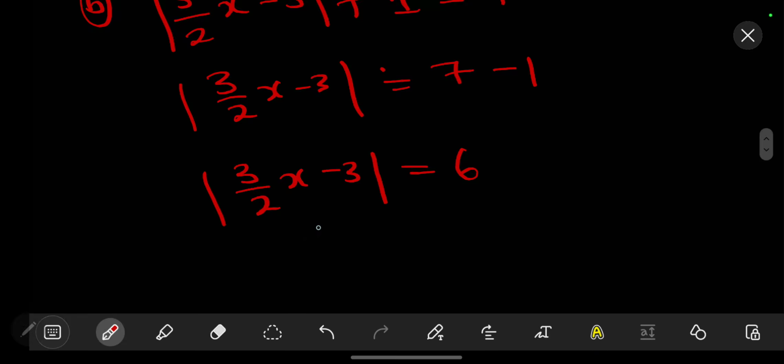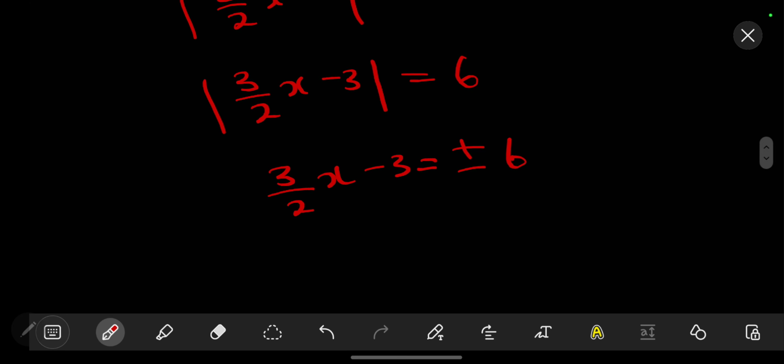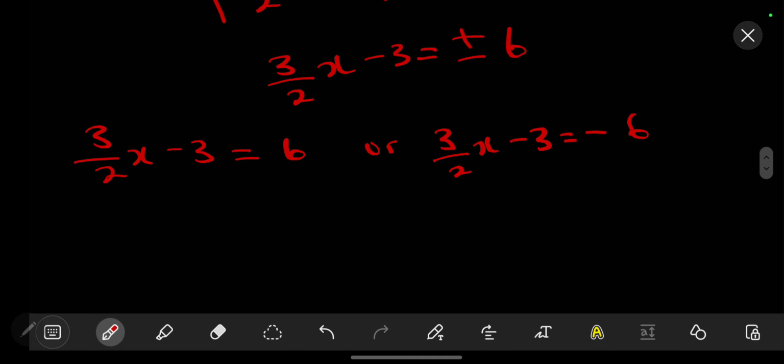Then from here we are going to remove this. Immediately we remove this, we are going to have 3 over 2x minus 3, which should be equal to plus or minus 6. So this means that 3 over 2x minus 3 should be equal to positive 6, or we can say that 3 over 2x minus 3 should be equal to the negative. Since plus or minus means one result for x is positive, the other is for negative. So we can solve this.